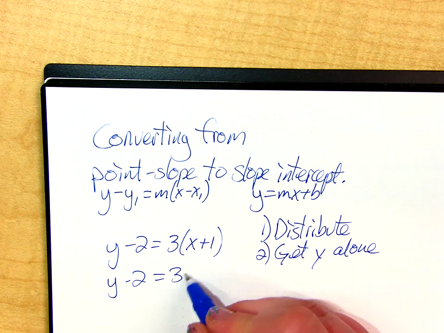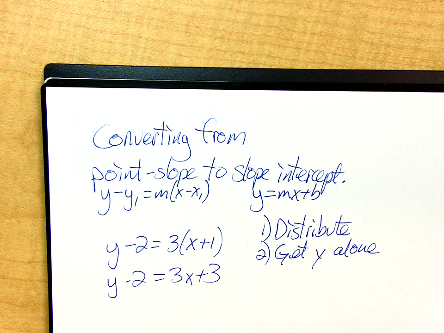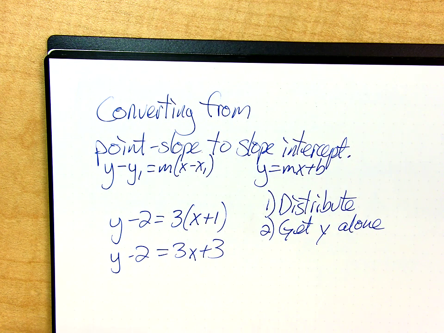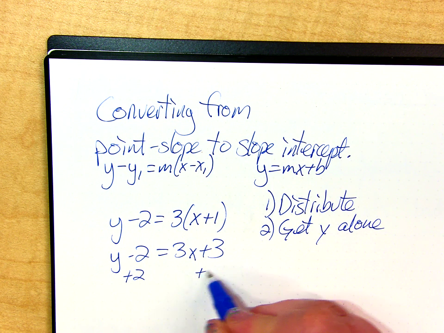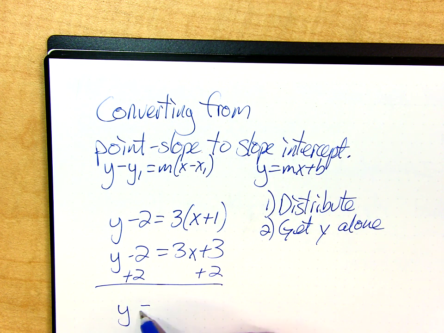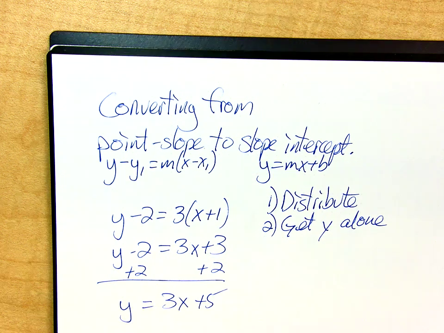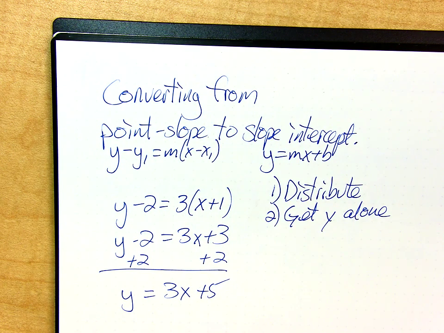Let's distribute that 3. 3x plus 3, right? Make sure you multiply to both. And then all I have to do is add 2. Well, what do you know? That's not so bad.